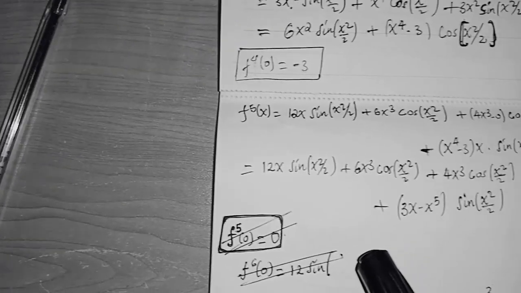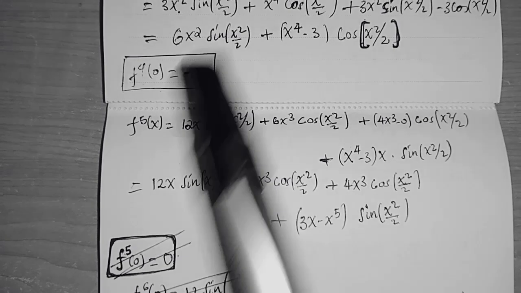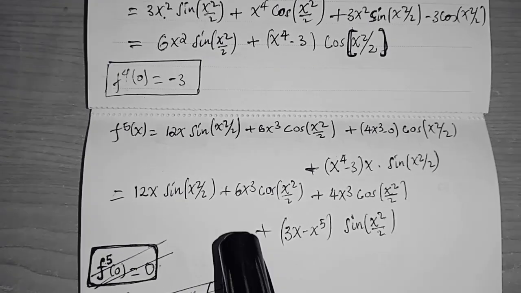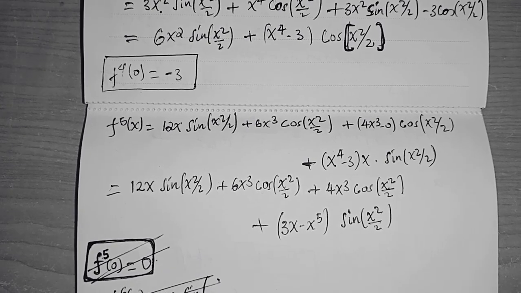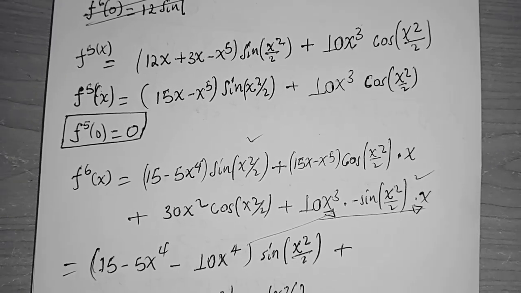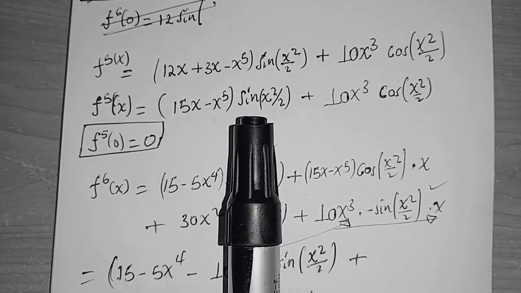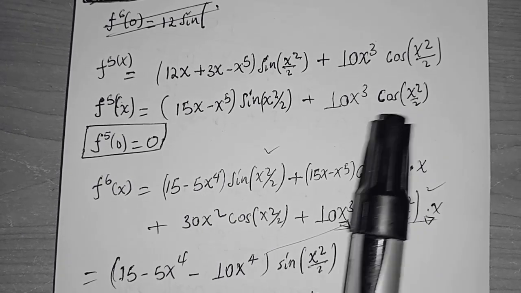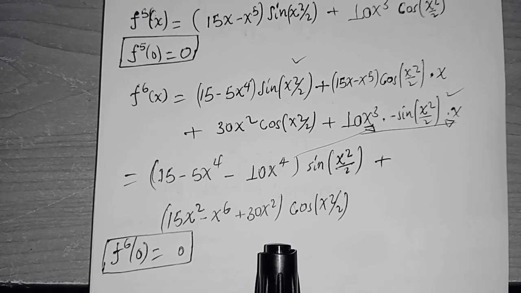The fifth derivative is equal to the derivative of the fourth term. So f5 is equal to 12x sine of x squared over 2 plus 6x cubed cos of x squared over 2 plus 4x cubed. If we collect these terms, we get 15x minus x to the power of 5 sine of x squared over 2 plus 10x cubed cos of x squared over 2. If we directly substitute, it is 0. For the sixth term, it is the same.